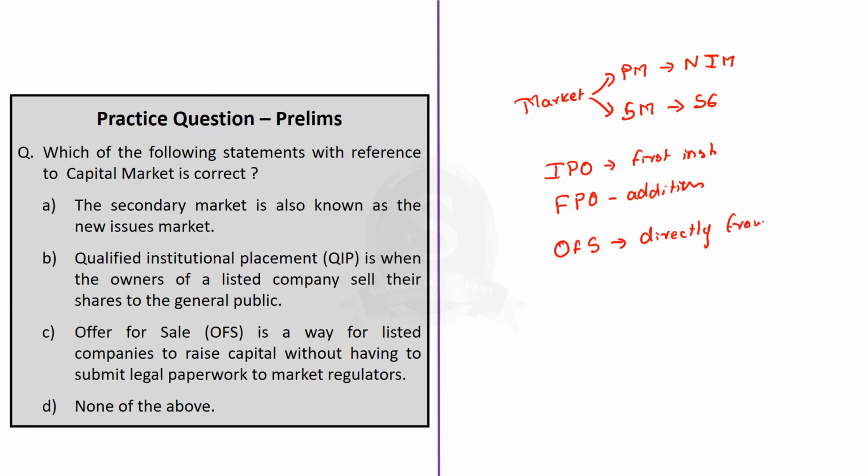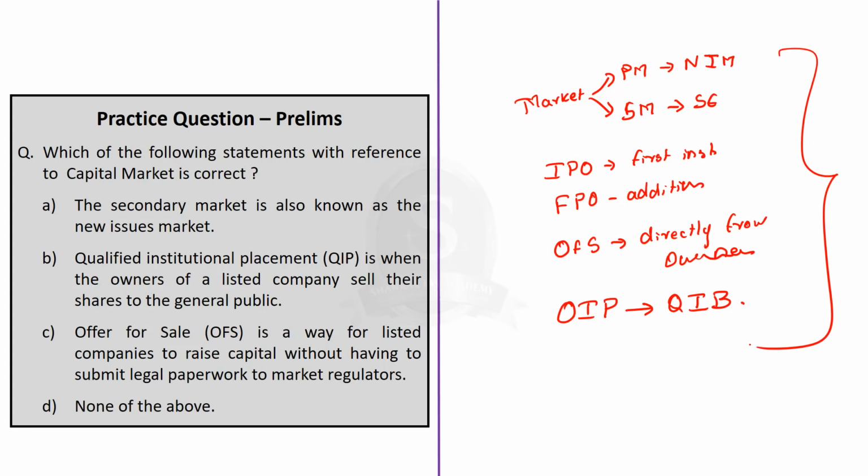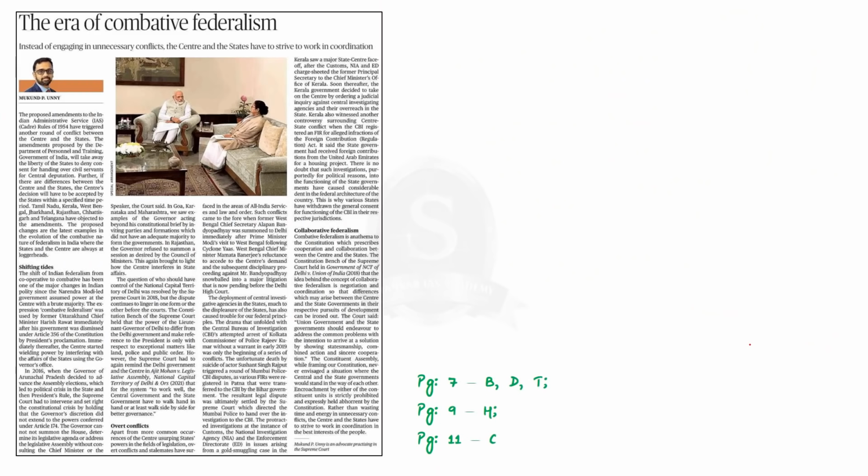Finally, we saw what is qualified institutional placement. Qualified institutional placement or QIP is a method by which listed companies raise capital by issuing equities to qualified institutional buyers. This is all regarding this discussion. Now we will move on to the next news article.